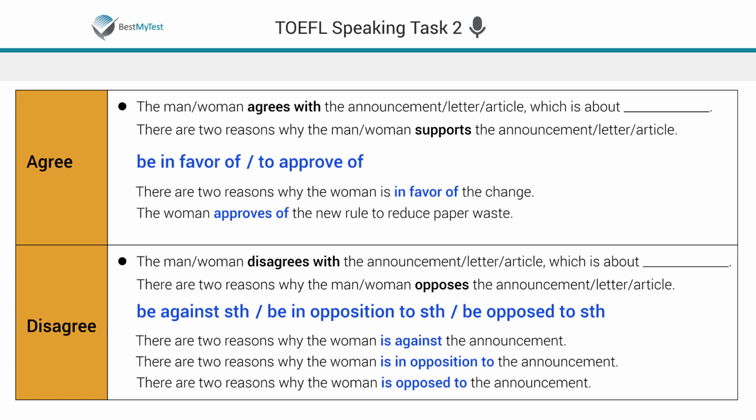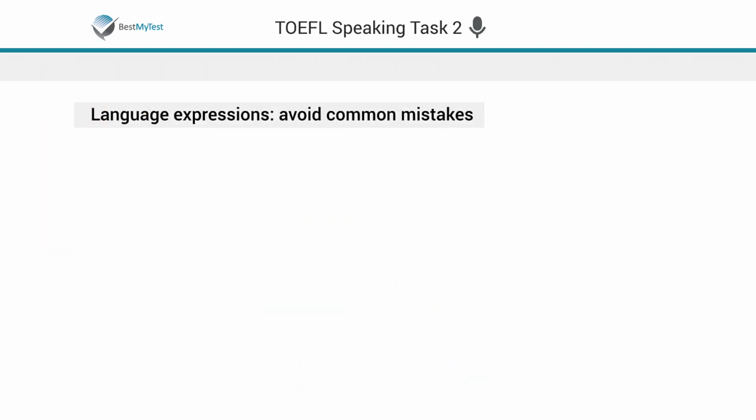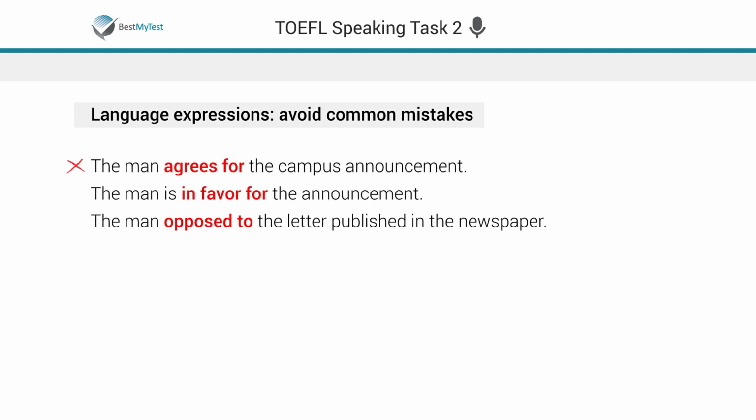All right, look, I know it's a lot of information. I'm sorry. Sorry, not sorry. But I just want to talk to you about these things because they're very common mistakes that students make. For example, I've seen students saying something like, the man agrees for the campus announcement, or the man is in favor for the announcement, or even the man opposed to the letter published in the newspaper.